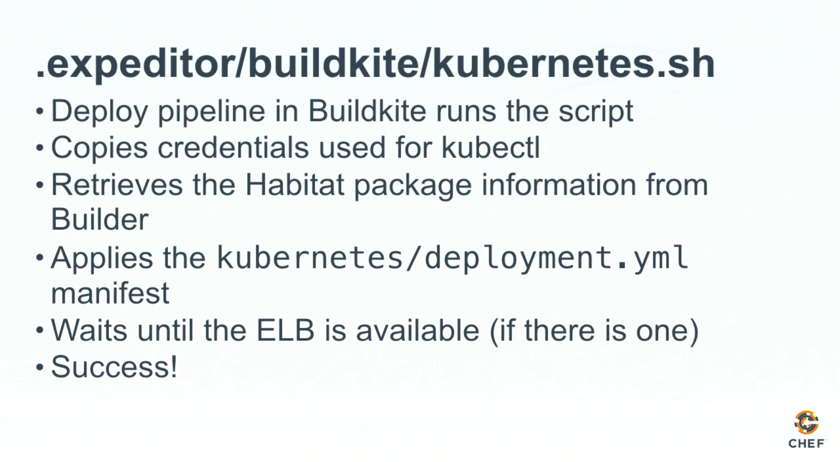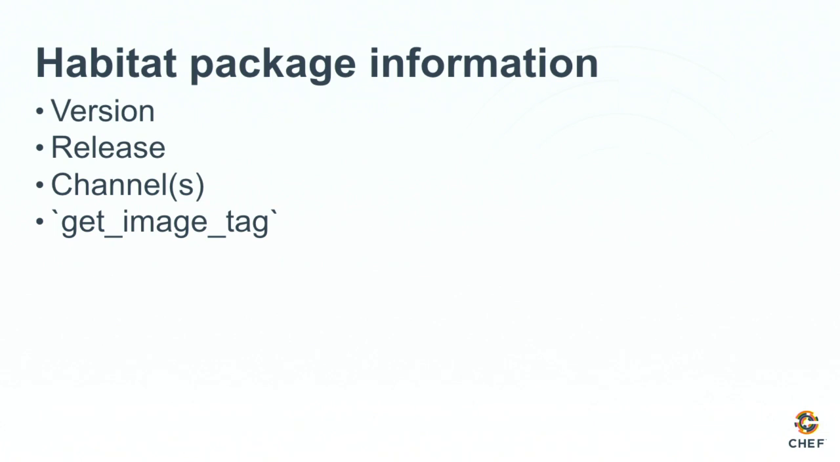And then it will wait until there's an ELB available, if there is an ELB. So in Kubernetes, you can have a service resource, and for us, we're using Kops, it creates an Amazon ELB. So it's pretty cool. And then once it's done waiting, it's successful, and it reports back that the build succeeded. The Habitat package information that it needs are the version, the release, and the channel.